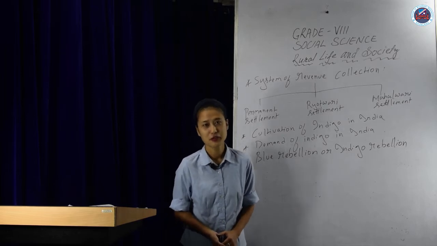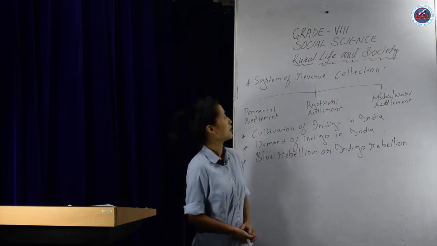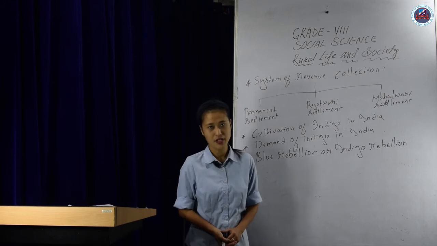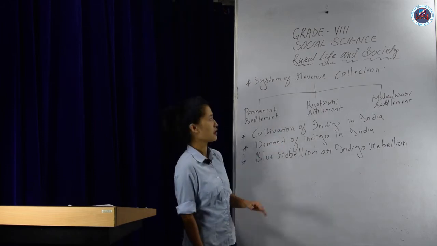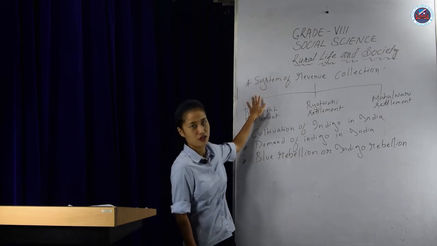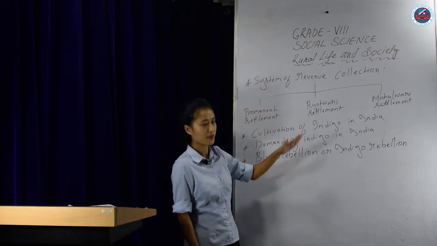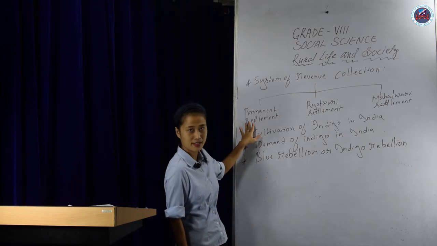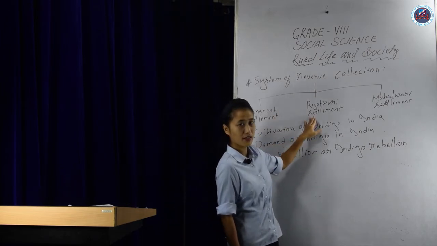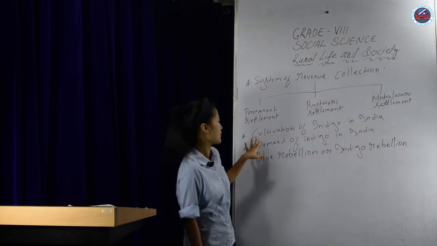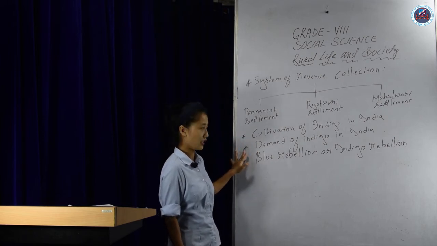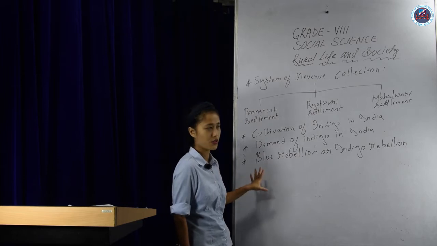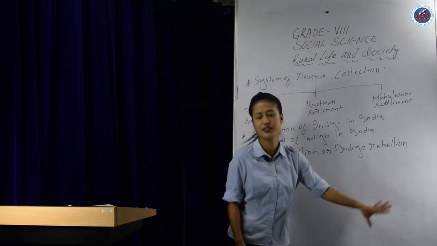In this video, we will learn a topic on rural life and society from history. The subtopics that we are going to learn are the system of revenue collection, which is divided into three subcategories, that is permanent settlement, Ryotwari settlement and Mahalwari settlement, cultivation of indigo in India, demand of indigo in India, and the Blue Rebellion, which is also known as the Indigo Rebellion.